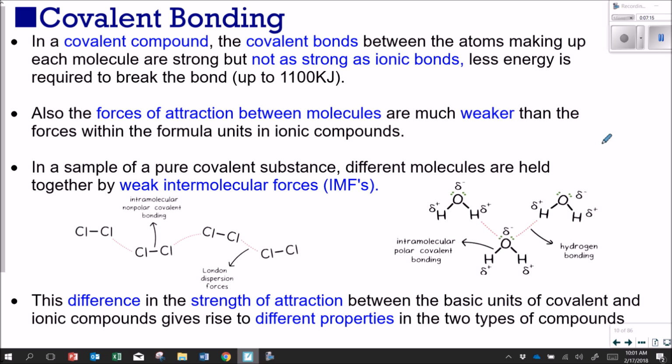Also, the forces of attraction between the molecules, which means over here, in between molecules, are much weaker than the forces within formula units in ionic compounds. So in a sample of a pure covalent substance, the different molecules are held together by weak intermolecular forces, or IMFs.